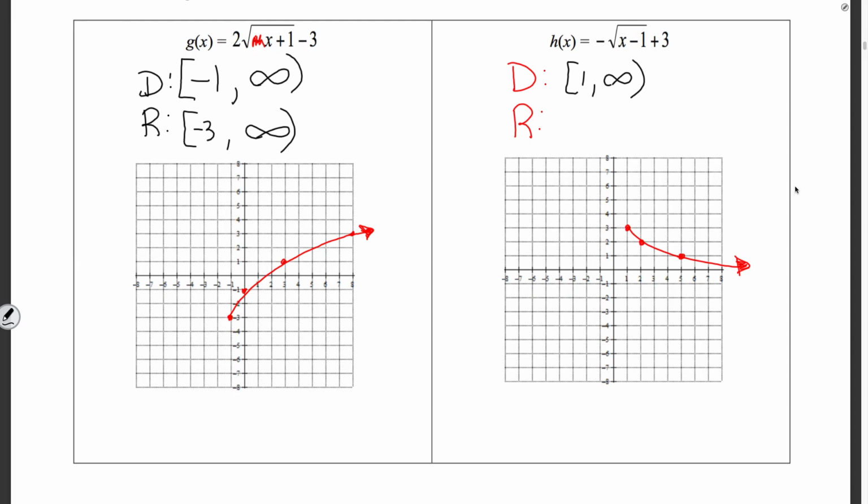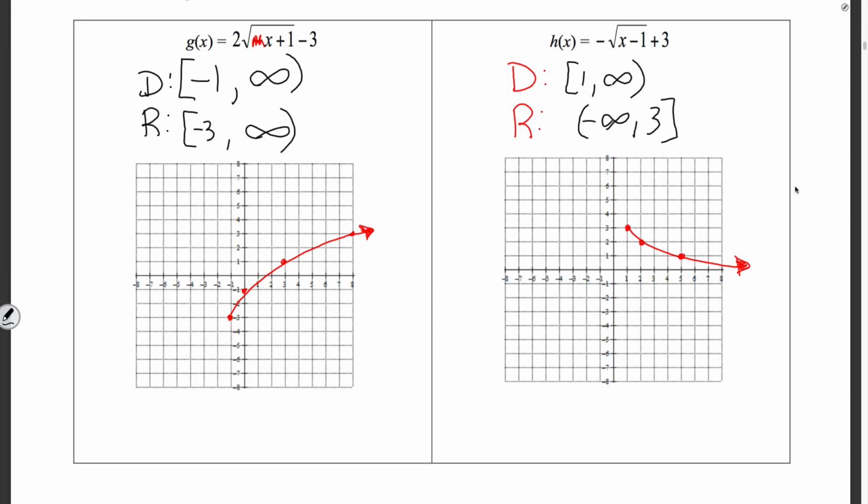And range, somebody else? Hasn't gone yet? Okay, Annie? Negative infinity to 3. So should the negative infinity go first or second? First. You guys agree? Yes.